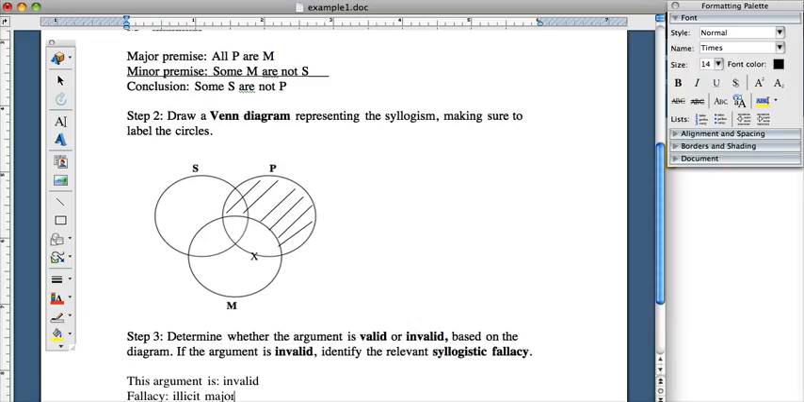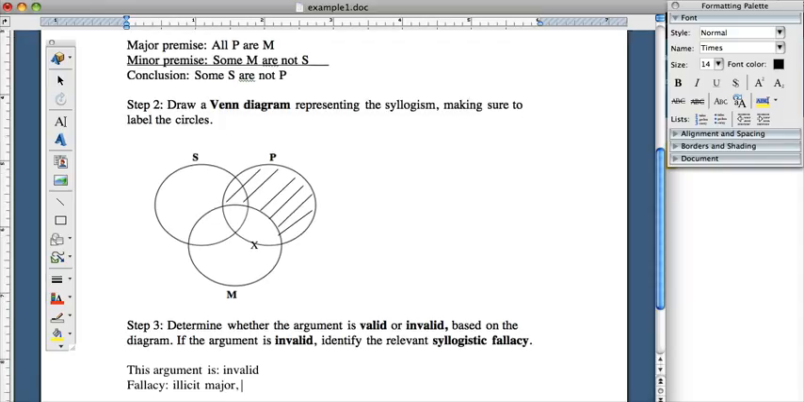It also turns out to be the case that the middle term is undistributed in both premises. So it also commits the fallacy of undistributed middle. So it's possible it maybe even commits more fallacies, but that's definitely enough. As soon as you've found one fallacy, you know it's invalid. So if I'm asking you what fallacy it commits, you only need to tell me one.